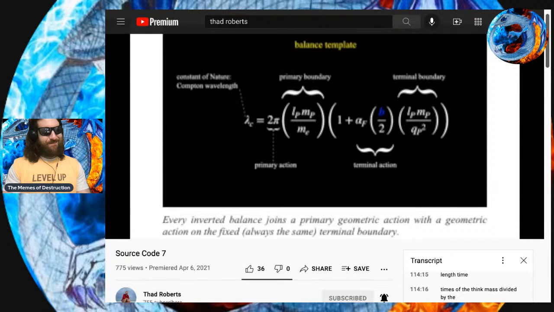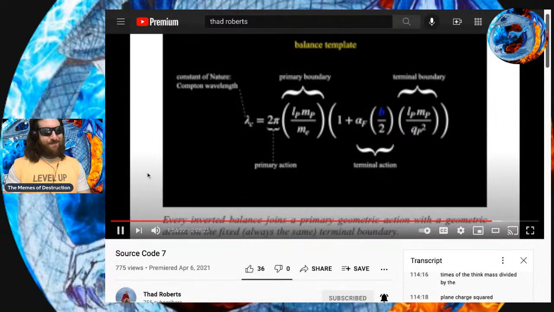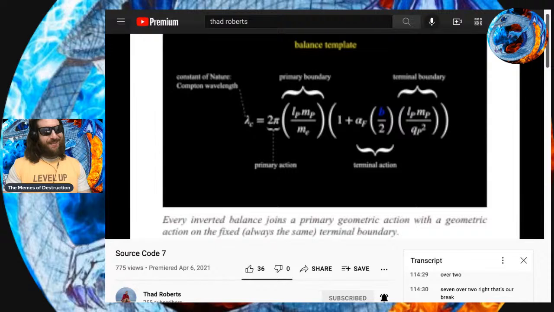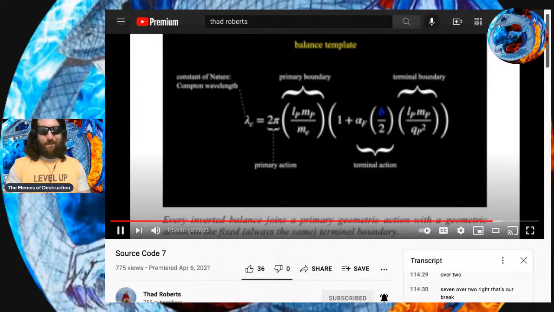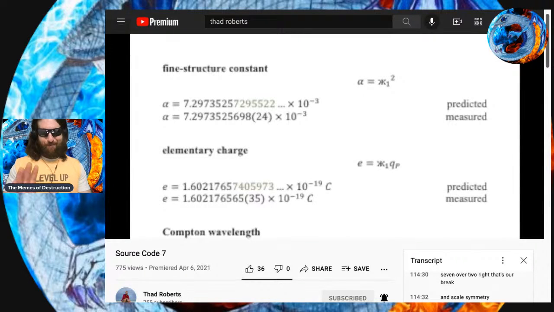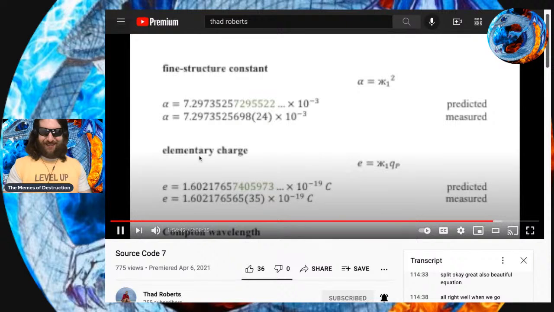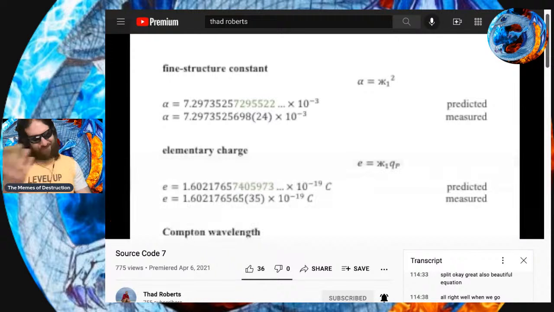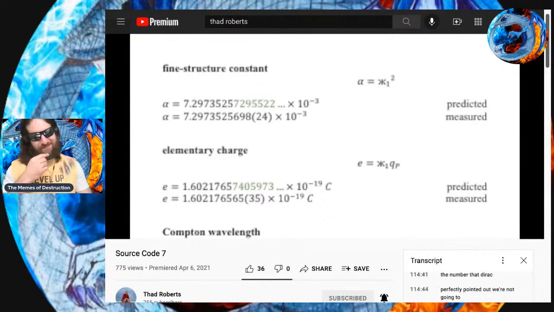Okay. It has a terminal action, another geometric expression out in front of it. In this case, it happens to be the alpha Feigenbaum constant, our splitting coefficient, times 7 over 2, right? That's our scale symmetry split. Okay, great. Also a beautiful equation. All right, well, when we go through here we go. The fine structure constant, the number that Dirac perfectly pointed out, we're not going to make any progress in physics until we understand this number.